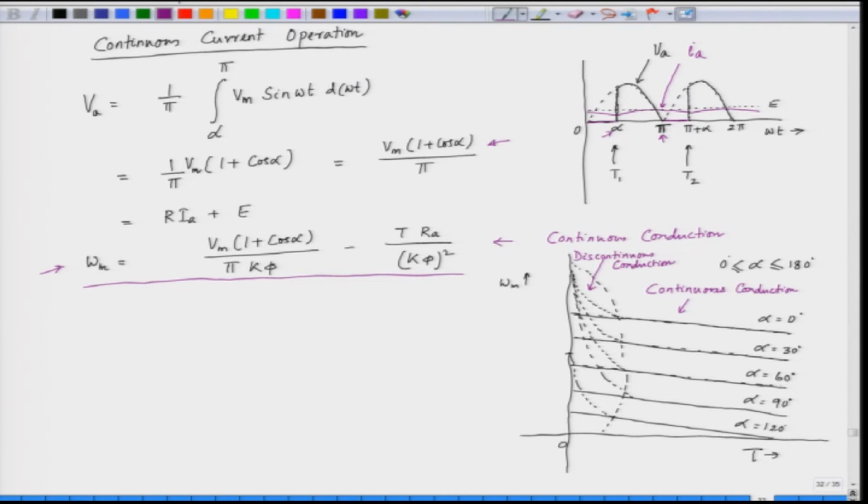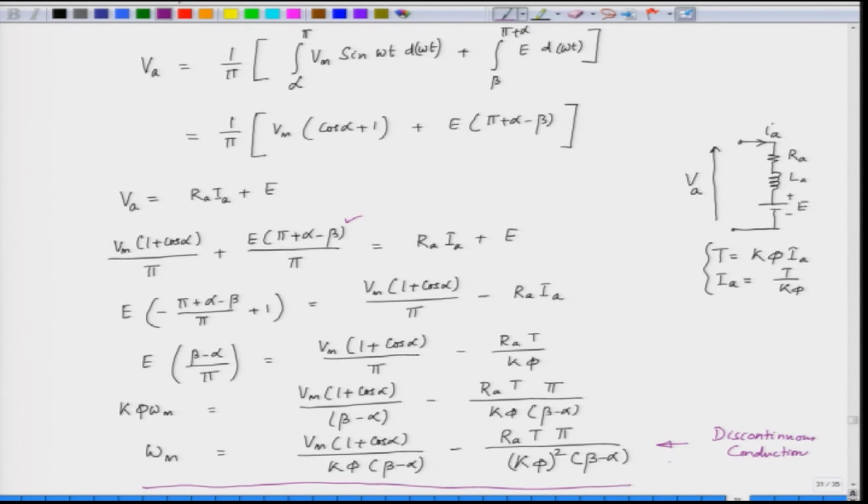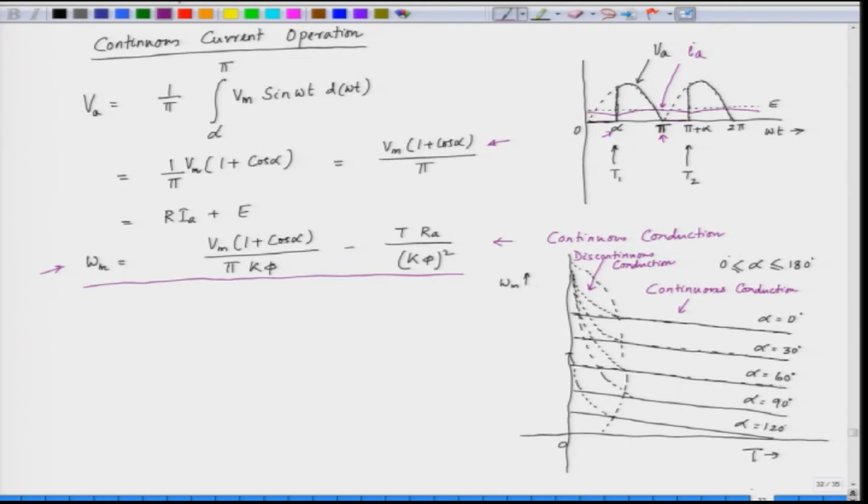And for the discontinuous conduction, we have the equation, that is this equation. So, if I call this equation A, let us say this equation A is for the discontinuous conduction and equation B is for continuous conduction. So, this is governed by equation B and this are governed by equation A.